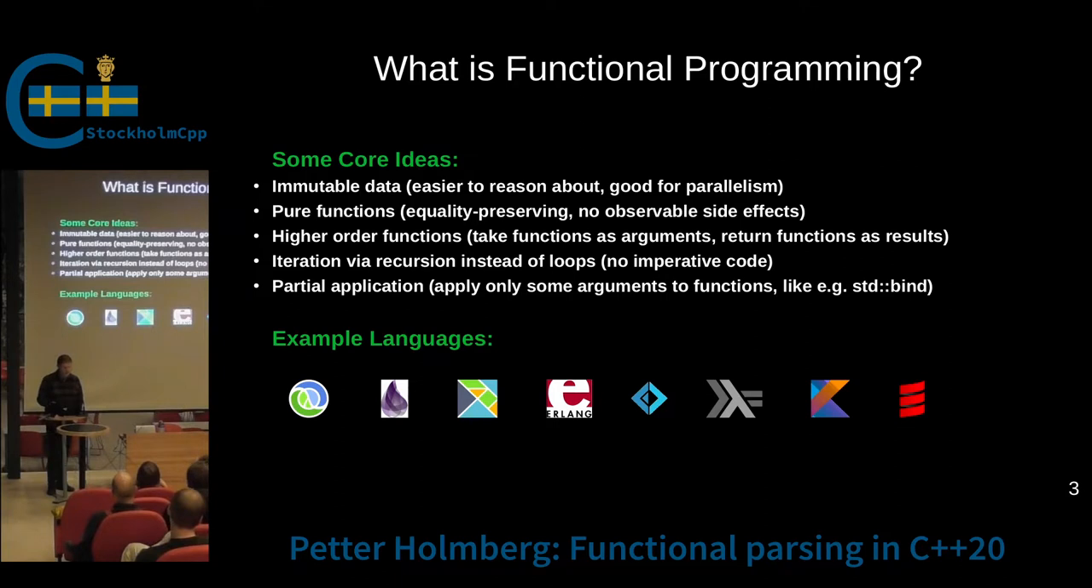And the final idea here is perhaps the least familiar to C++ programmers, partial function application, which is if you have a function with a certain number of arguments, you don't have to call it with all the arguments. You can pass just a few of them. And what you get back, instead of the normal response, is a new function, which when you call it with the remaining arguments, you get the original function call. So if you're familiar with something like std::bind, this is the same idea. We'll get back to that later.